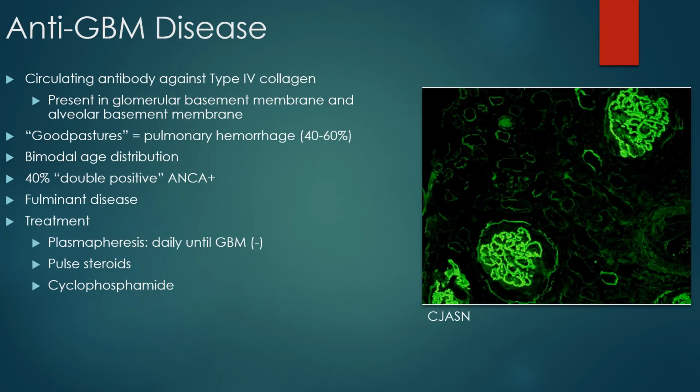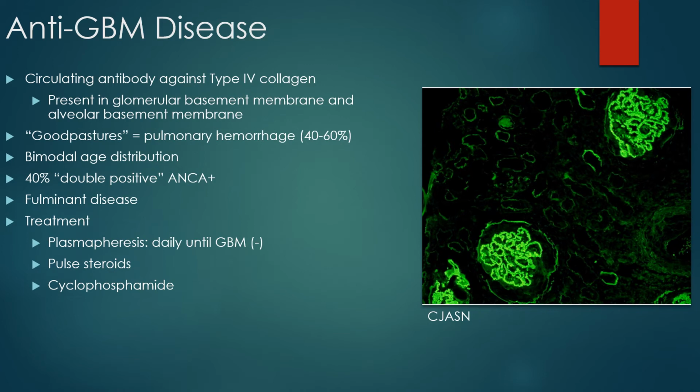One of the diseases that can cause a rapidly progressive nephritic syndrome is anti-GBM disease. This is due to a circulating antibody against type 4 collagen, which is found in the glomerular and alveolar basement membranes. This disease is also called Goodpasture's when there is coincident pulmonary hemorrhage, which can be about 40 to 60% of the time. The disease has a bimodal age distribution and is generally fulminant with a sudden onset with a lower chance of recurrence.